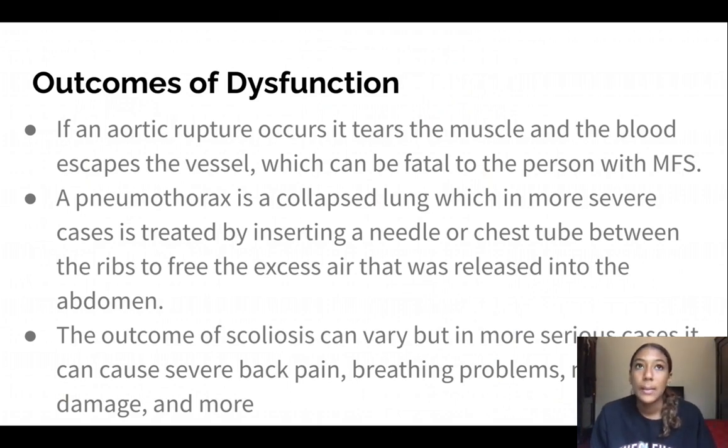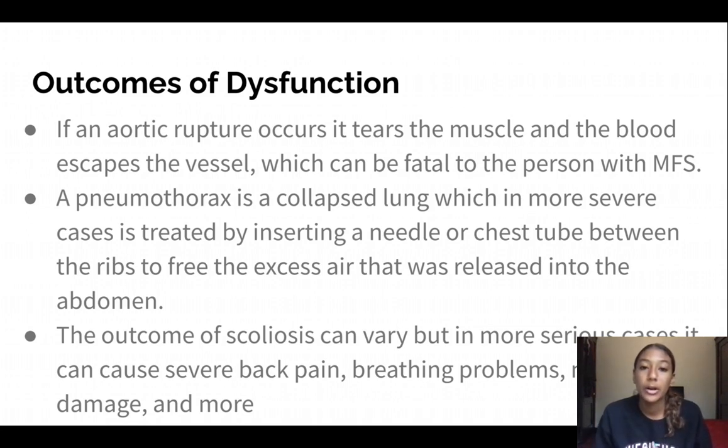So some outcomes can be very severe. So if your aorta ruptures, it can be fatal. A pneumothorax is when your lung collapses. This can be treated by inserting a needle or a chest tube in between the ribs to free the excess air that is released into the abdomen.